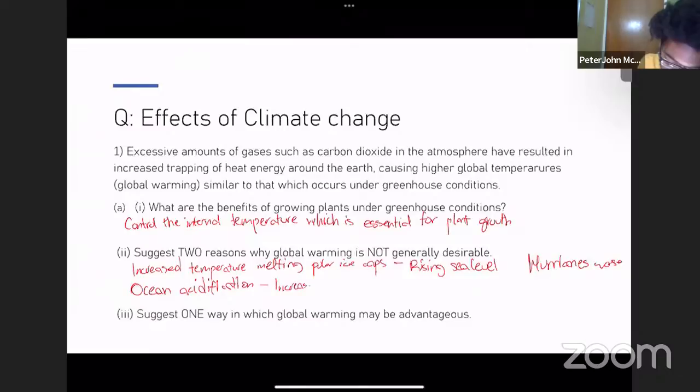Increase in temperatures. All right, so just one way in which global warming may be advantageous. You guys have to think about this because nobody ever asked that.